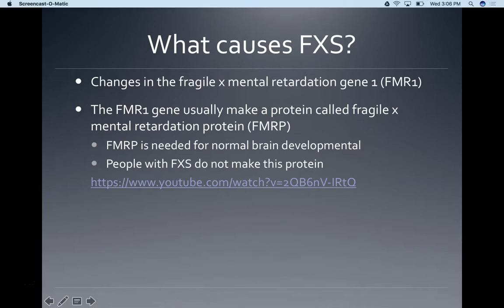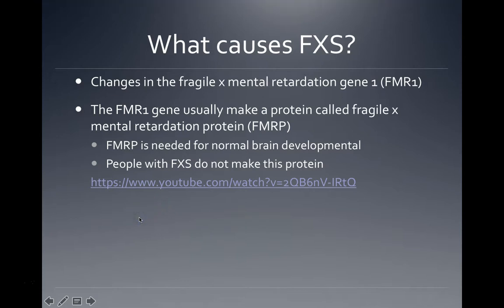So when we're looking at what causes Fragile X, we know it's changes in the Fragile X mental retardation gene 1, or the FMR1 gene. That gene was named before the change in term from mental retardation to intellectual disability, and that's why it's called that, but it's just referred to as the FMR1 gene. This gene usually makes a protein called Fragile X mental retardation protein, and this is needed for normal brain development. And we know that people with Fragile X don't make this protein.